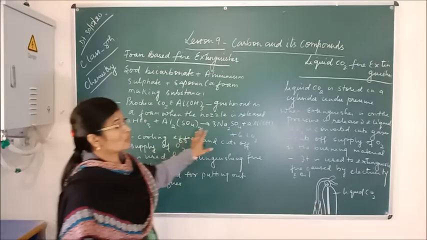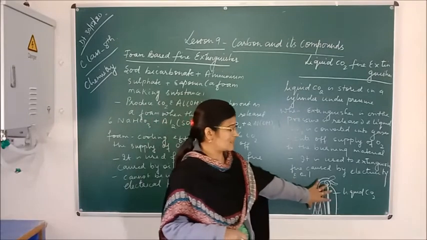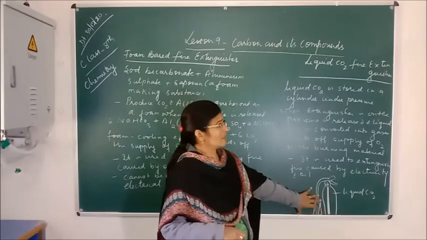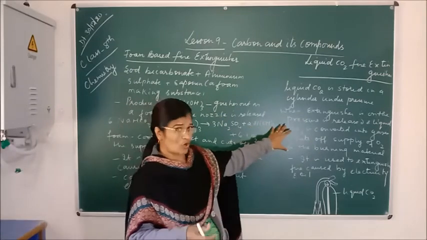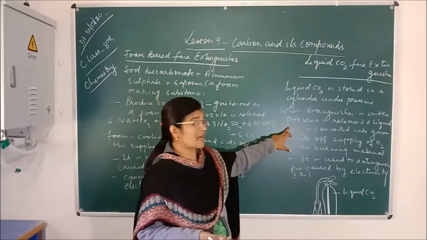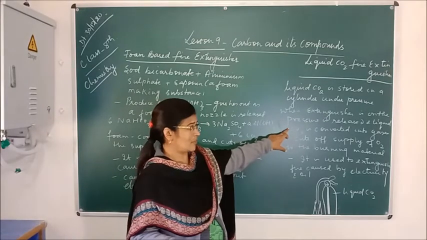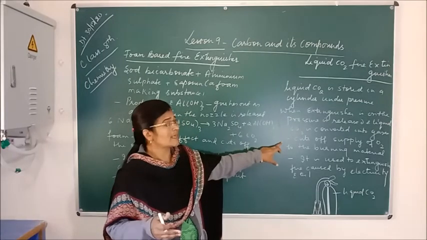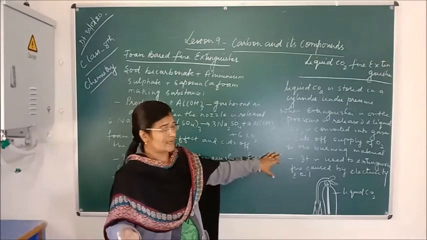And the second one is the liquid carbon dioxide fire extinguisher, and simply it is a container. Here you can see this type of diagram. Here the liquid carbon dioxide is filled in the cylinder under pressure. Whenever there is a fire and the extinguisher is on, the pressure is released, and because of this the liquid carbon dioxide is converted into gaseous carbon dioxide. When it converts into gaseous carbon dioxide, it cuts off the supply of oxygen to the burning material, and the fire gets extinguished.